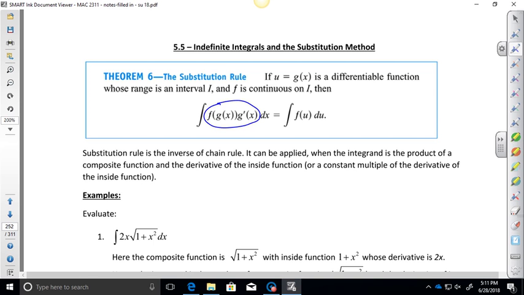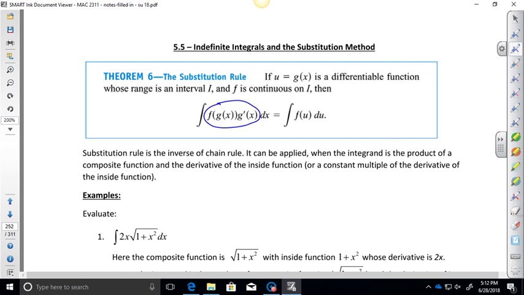Integral of sine u is negative cosine of u plus c. Then you change u back to 4x. So negative cosine of 4x plus c. So this is how we do substitution.